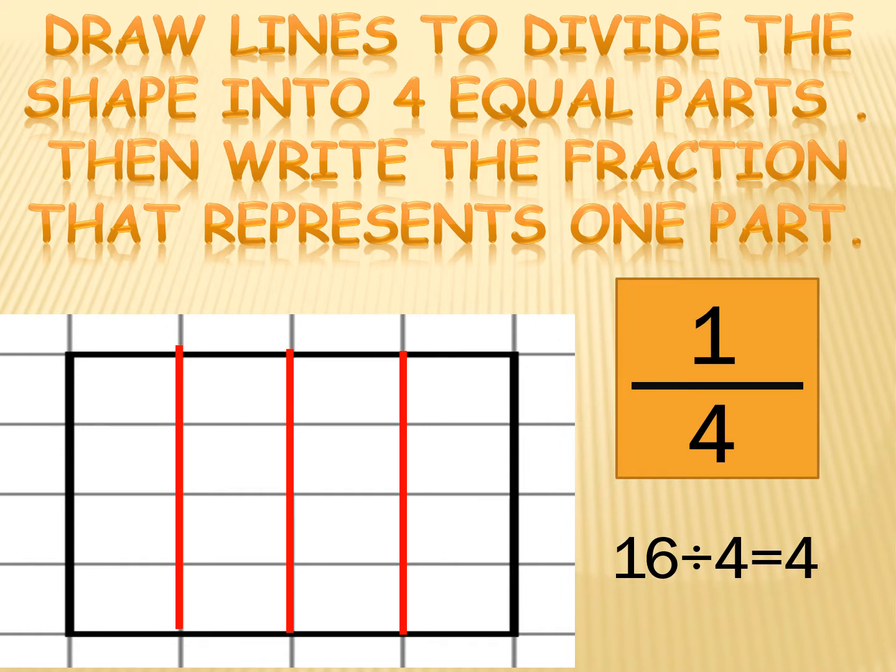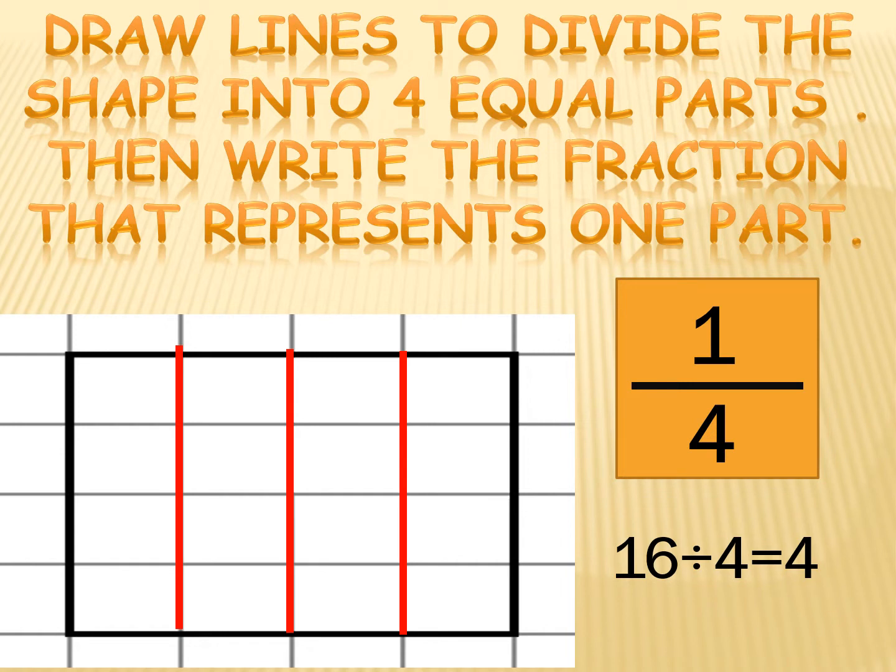You can count the total number of squares and you will find 16, divided by the number of equal parts. It's 4. So 16 divided by 4 equals, amazing, 4. So we have to put 4 in each part. Now divide the shape. You have many ways to divide it into 4 equal parts, but you should have 4 small squares in each part.